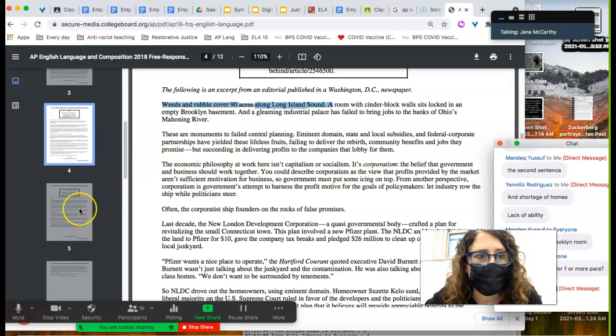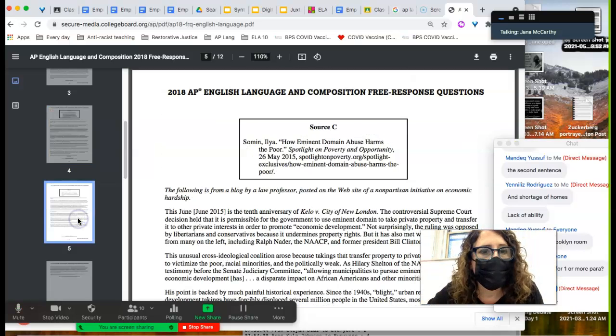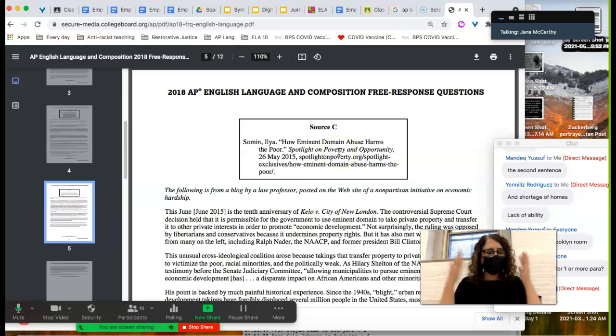It's done. I'm going to make a little note about what I just took from that, what I want to write. I'm going to go to source C. I'm going to read the title: How eminent domain abuse harms the poor. Oh my God, this is great. How easy is this essay right now? So guess what? If I don't have an idea in my thesis for paragraph 2, I'm going to put harming poor communities, harming low-income communities, negatively disproportionately affecting low-income communities. I am done with my second paragraph.